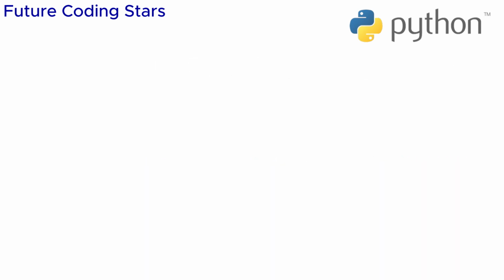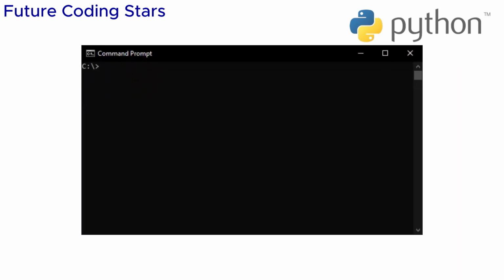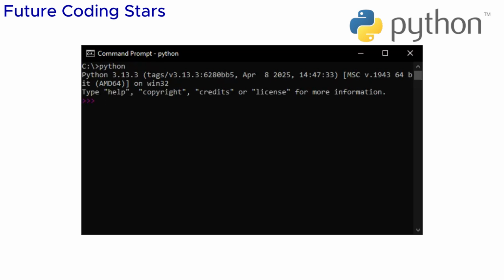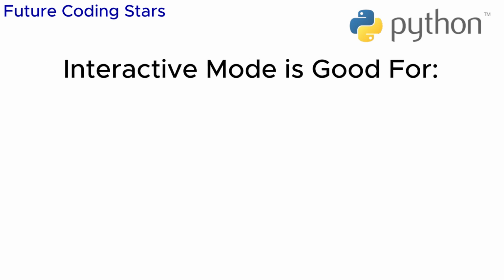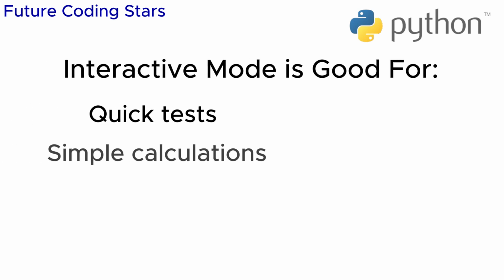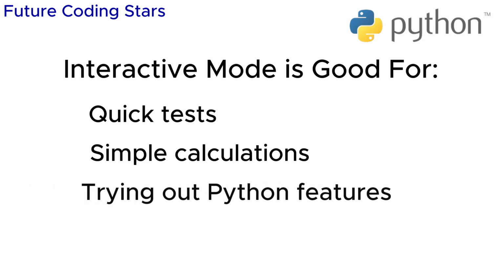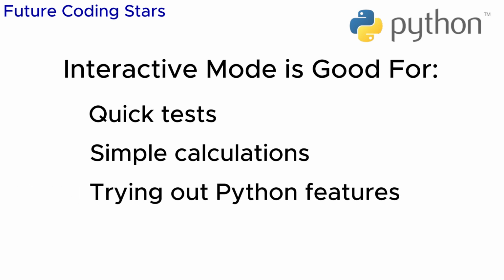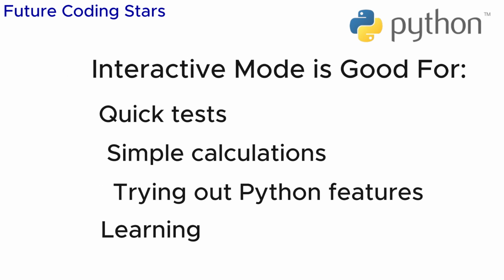How do you get into this mode? Usually, you just open your computer's terminal or command prompt and type the command python, or sometimes python3 depending on your setup, and hit enter. You'll know you're in interactive mode when you see these three angle brackets. That's the Python prompt, waiting for your command. Interactive mode is fantastic for doing quick calculations, testing a small bit of code to see if it works, trying out new Python features you just learned about, or just generally exploring. The key thing is, whatever you type here isn't saved anywhere permanently.